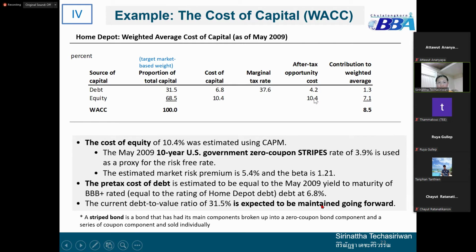This is the cost of equity. You multiply cost of debt after tax by the weight of debt. So you have the contribution from debt is 1.3, and the contribution from equity, the cost of equity multiplied by the weight. You have the contribution from equity combined to the total weighted average cost of capital. Okay, so this is the WACC. So this is all about how to estimate the cost of capital, the cost of equity, the cost of debt, and the average cost of capital.